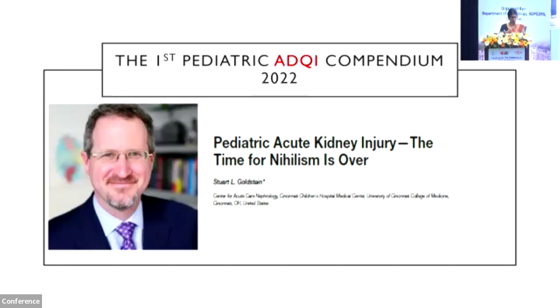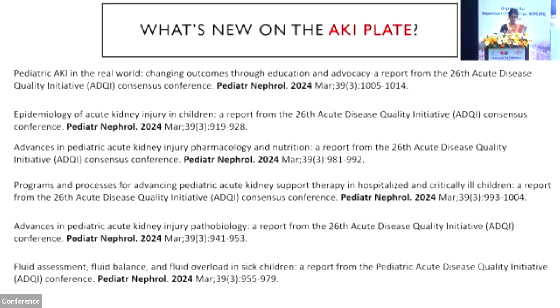In alignment with his vision in 2021, he spearheaded the inception of the first pediatric Acute Disease Quality Initiative, the AKI Compendium, an opportunity I was fortunate to participate in. Since then, numerous publications have surfaced, exploring diverse aspects of pediatric AKI, including risk stratification. And here are key papers that I bring to you fresh from the oven.